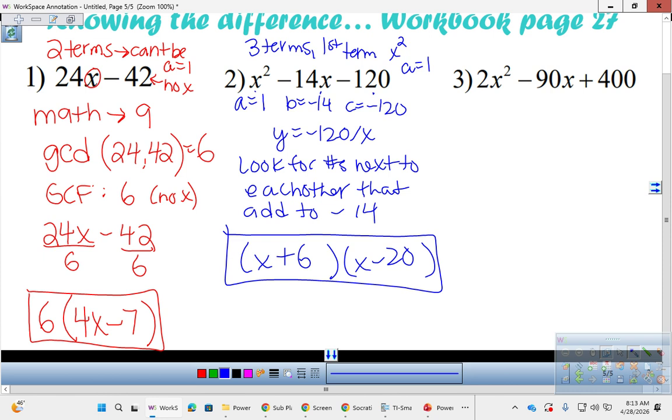All right, so the last one is 3 terms. So I'm thinking a equals 1. But the first term has a number. So I can't use a equals 1 yet. But can I get rid of that number? So the number itself is 2. So can I get rid of the 2 by doing this?